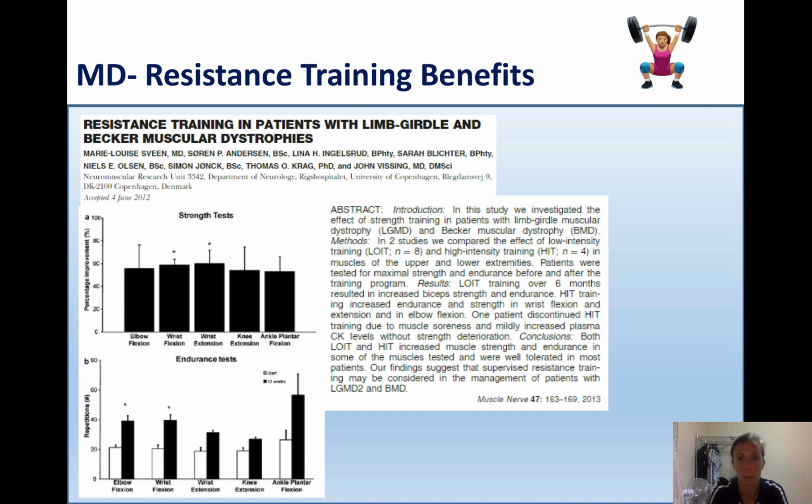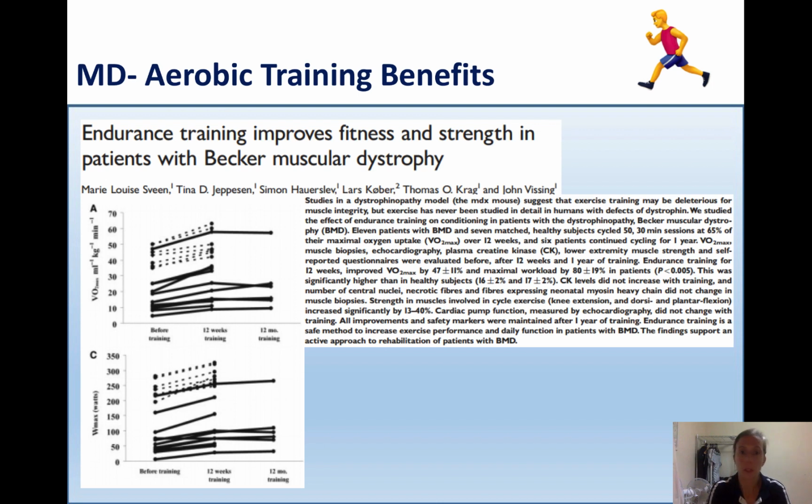There are a lot of restrictions and things to be cautious of when you're dealing with these kinds of conditions. So what we've got here is 11 patients with BMD and 7 matched healthy subjects who cycled 50 30-minute sessions at 65% of the maximal oxygen uptake over 12 weeks. 6 patients actually continued cycling for 1 year. They looked at VO2 max, muscle biopsies, echocardiography, plasma creatine kinase, lower extremity muscle strength and self-reported questionnaires before, after 12 weeks, and then after 1 year of training for those that continued.